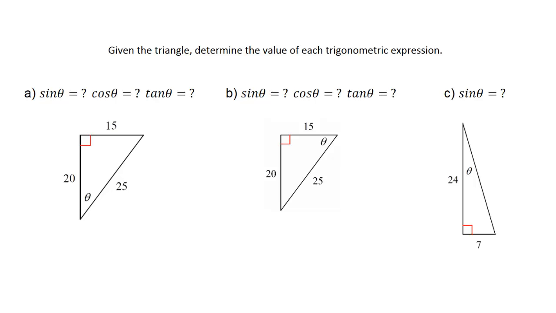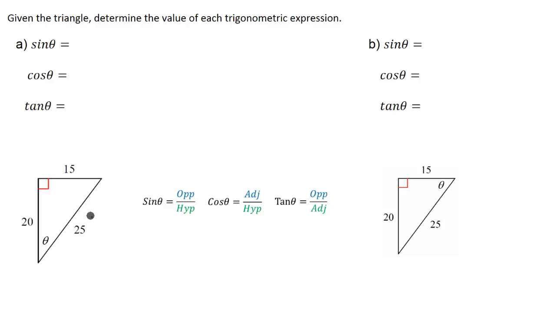This question is asking us to find the values of each of these trig expressions. Now it's important to note that these triangles have three unique sides. One's going to be the adjacent side, one's going to be the opposite side, and then one is going to be the hypotenuse. Now the hypotenuse is always the longest side of the right triangle, and it's going to be across from this 90-degree angle.